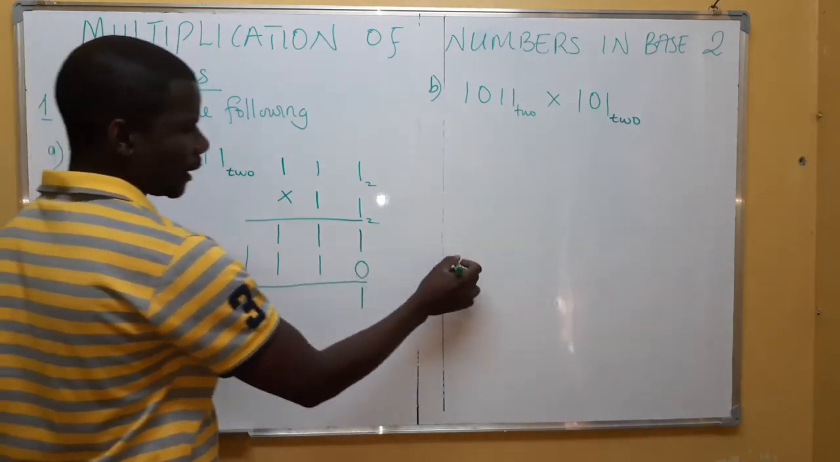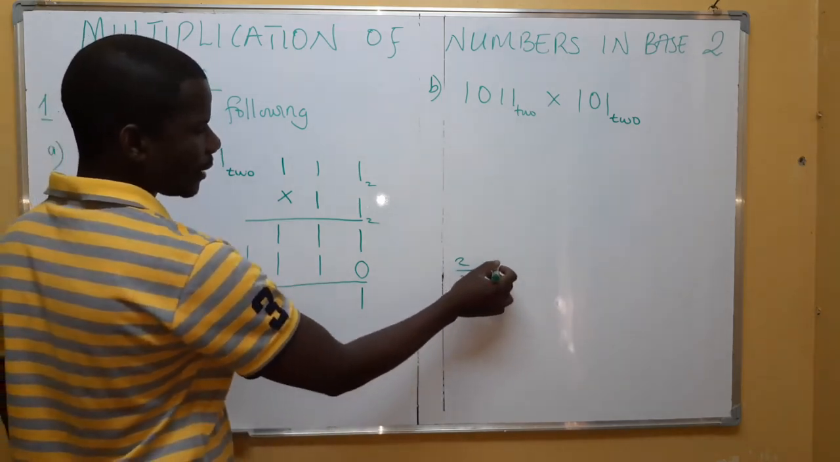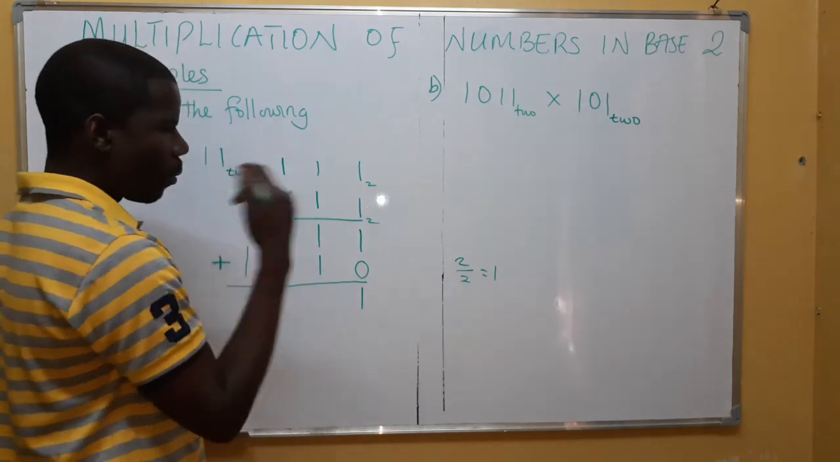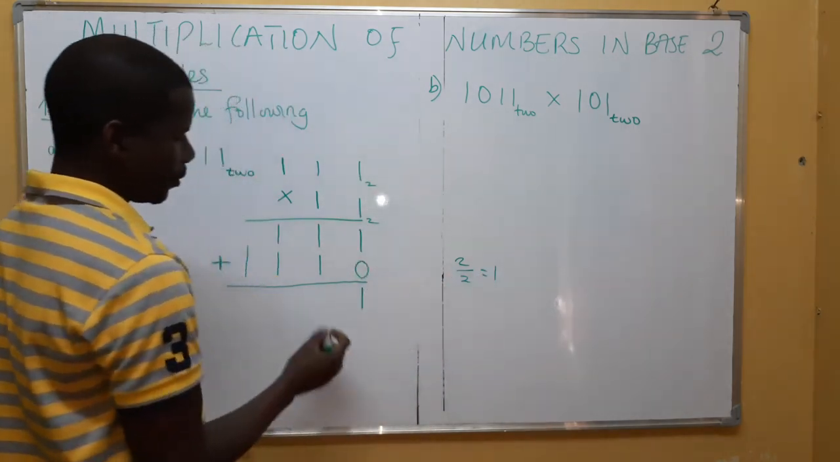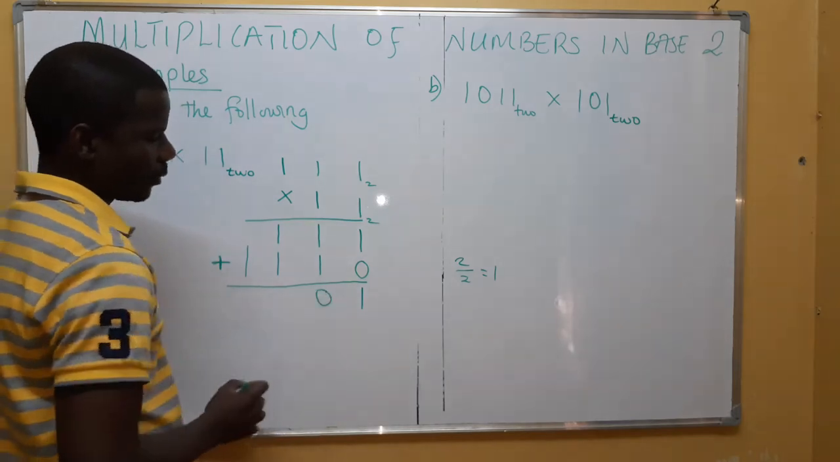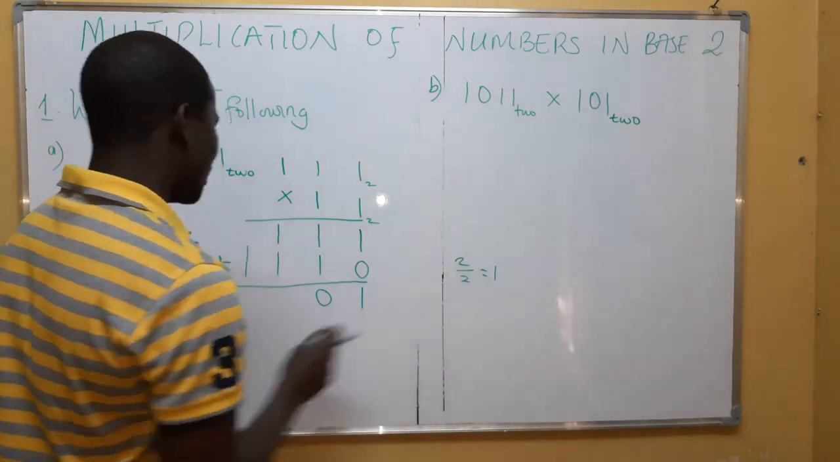When we add this, what do we get? We get 2. And this 2, we need to divide by 2. What do we get? We get 1, remainder 0. So we're going to write the remainder 0 here. Then we have our 1 there.